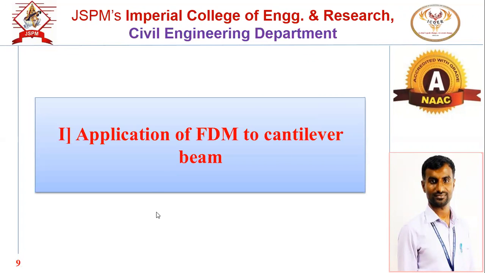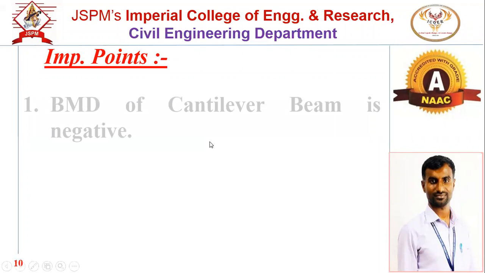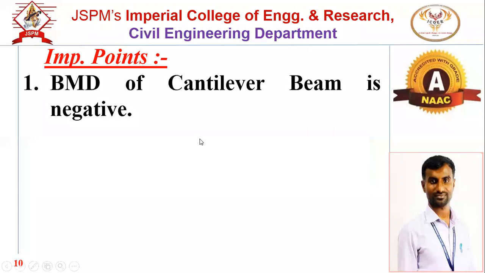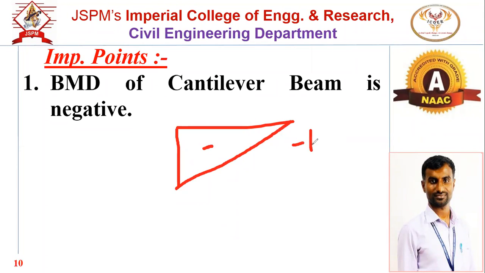Before applying this method to the cantilever beam, there are a few important points that we have to remember. The first point is that the BMD for a cantilever beam is negative. As we know, if you draw the BMD for a cantilever beam subjected to a point load at the free end, it will be a negative triangle. It means the bending moment will be hogging, or we can say negative BMD. So a cantilever beam will have a negative BMD or negative M by EI diagram.